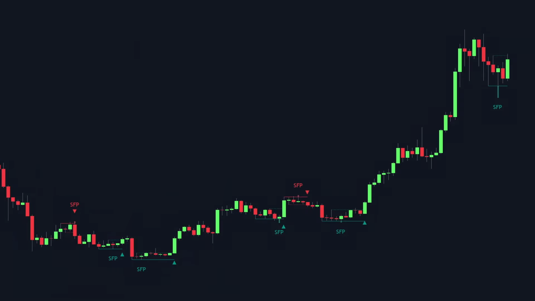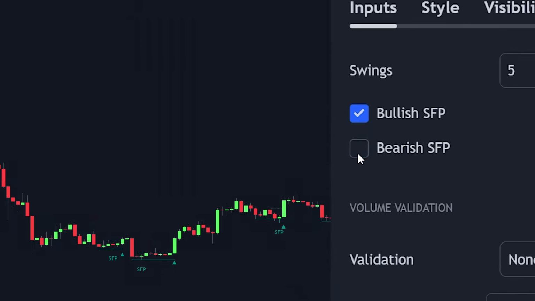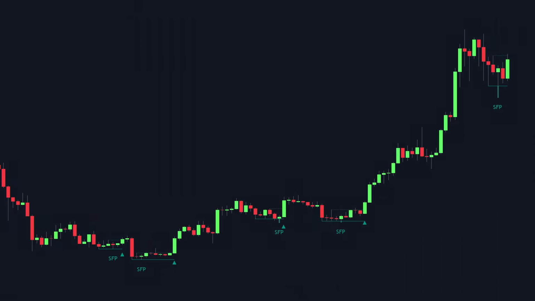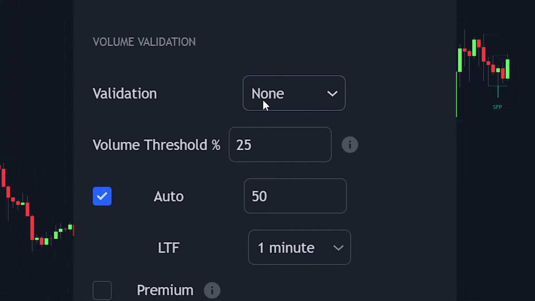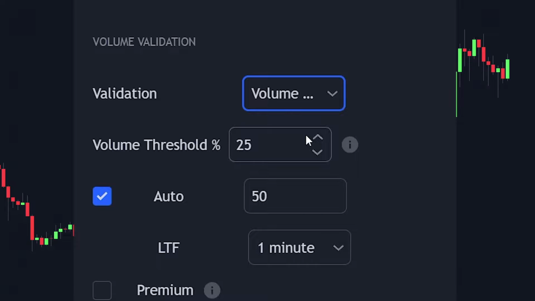To demonstrate this, here on Bitcoin, let's say I only want buy setups. I will disable bearish swing failure patterns. Now, we have 5 setups shown. I can filter these setups by using the volume validation feature. Let's check if the volume outside is less than the threshold, which is set to 25%.